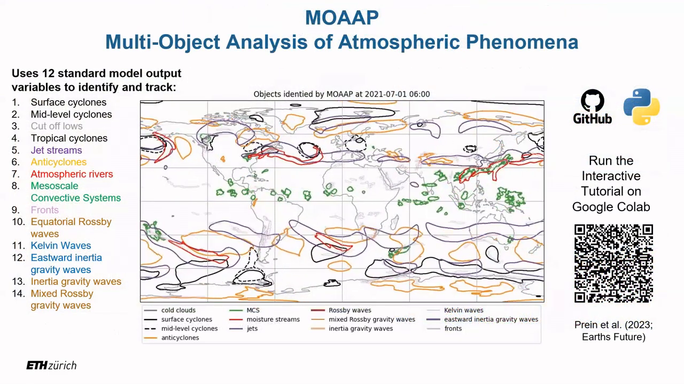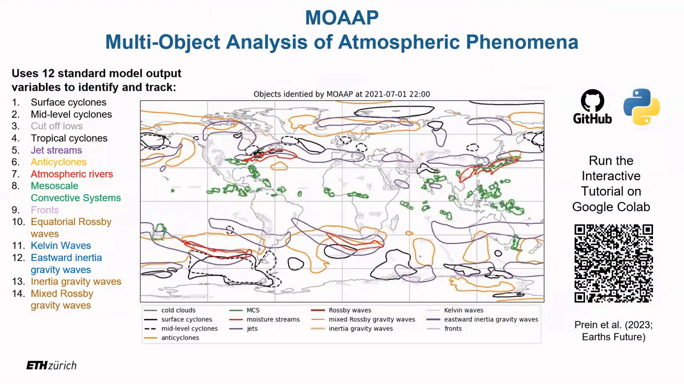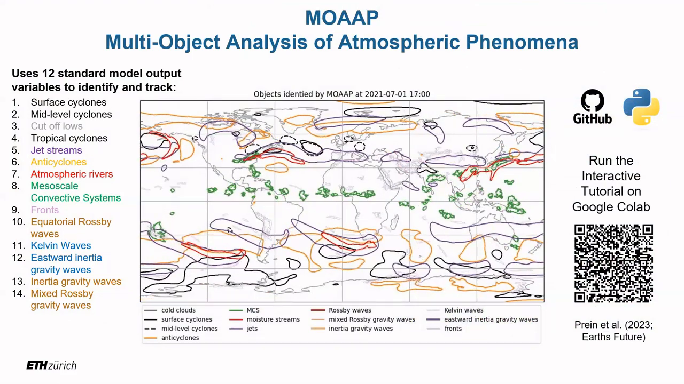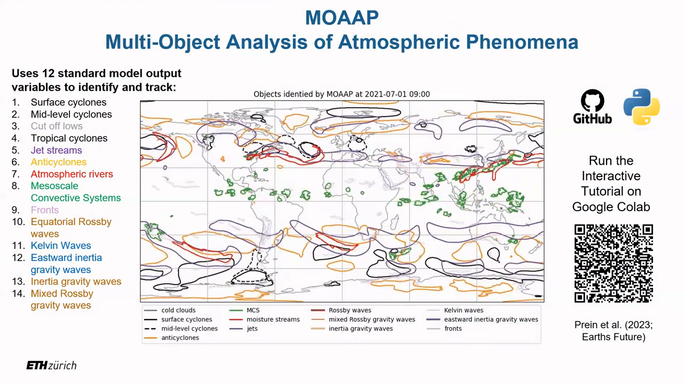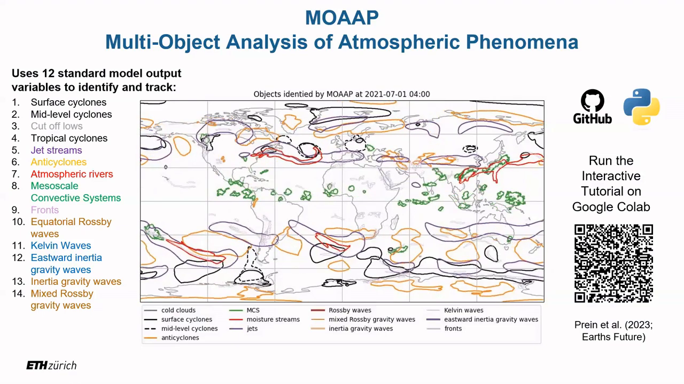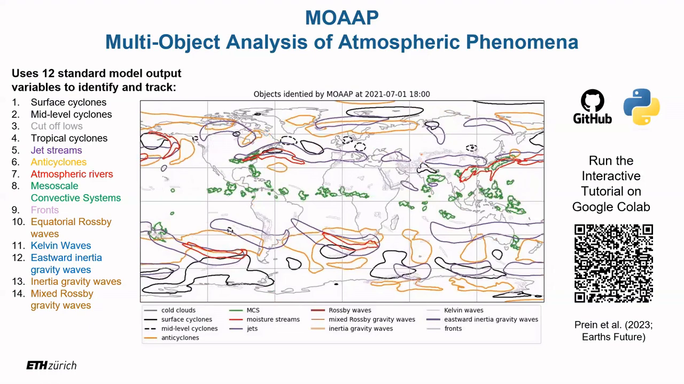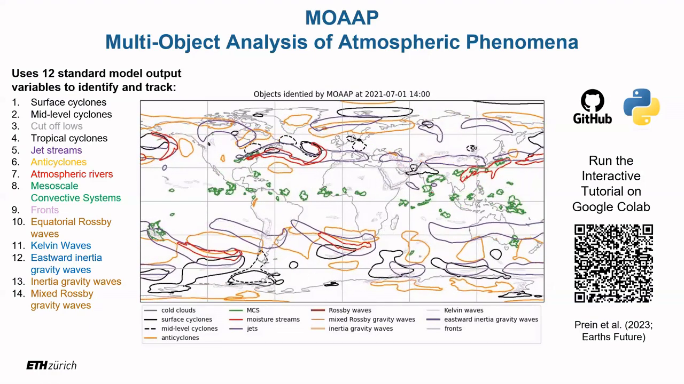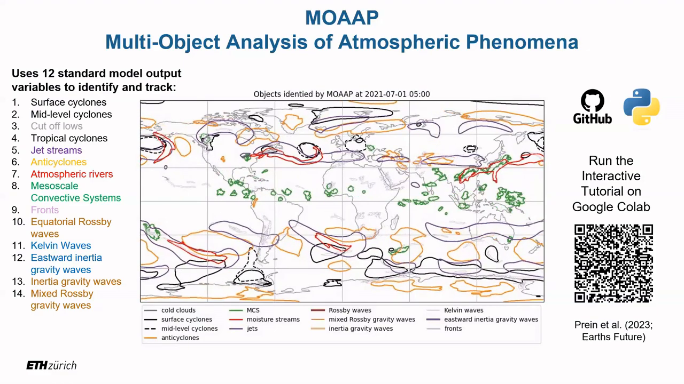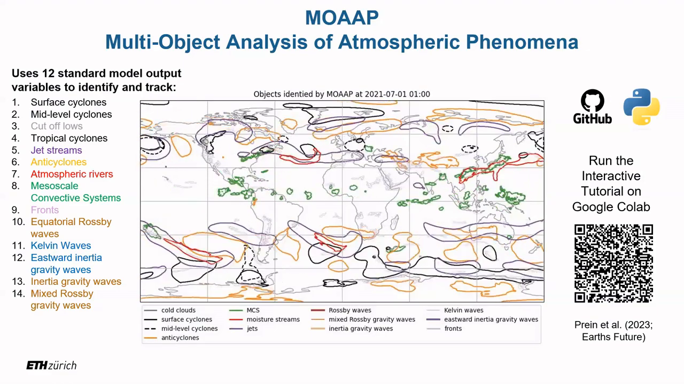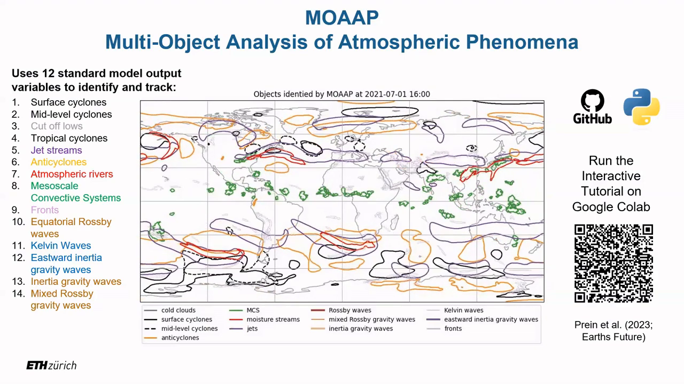In a follow-on study, we used a feature tracking detection algorithm. This is called the Multi-Object Analysis of Atmospheric Phenomena. You can scan the QR code if you want to run this in a Google Cloud notebook. This allows you to identify a large variety of atmospheric processes like cyclones, anticyclones, atmospheric rivers, mesoscale convective systems, frontal zones, jet streams, but also equatorial waves.